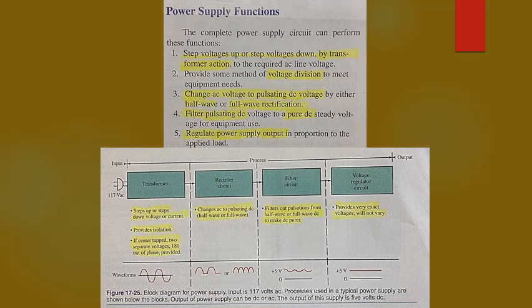Some of the power supply functions are shown at the top of the screen. The complete power supply circuit can perform these functions. Step voltages up or step voltages down by transformer action to the required AC line voltage. Provide some method of voltage division to meet equipment needs. Change AC voltage to pulsating DC voltage by either half-wave or full-wave rectification. Filter pulsating DC voltage to a pure DC steady voltage for equipment use. And finally, regulate power supply outputs in proportion to the applied load.